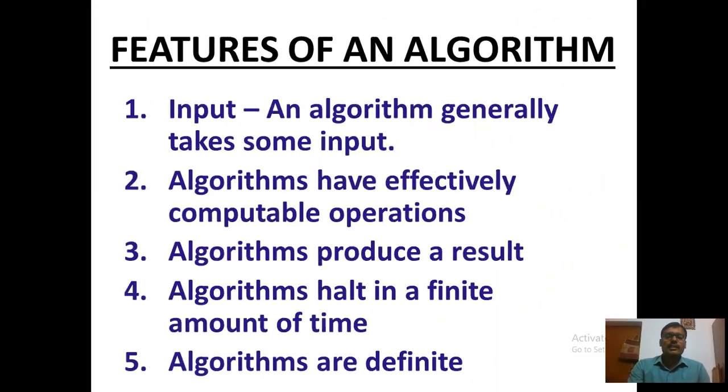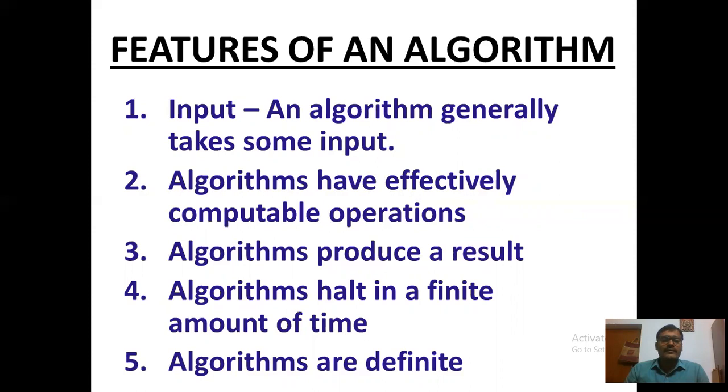So next point, features of an algorithm. First feature, input. An algorithm generally takes some input. Second, algorithms have efficiently computable operations, which means you can use arithmetical operators in the algorithm like addition, subtraction, multiplication, and division. Third, an algorithm produces a result. Your algorithm always produces some result. If your algorithm is not producing any result, your algorithm is not correct.